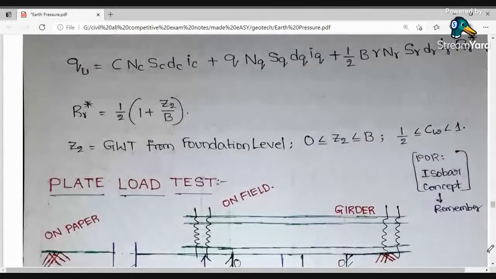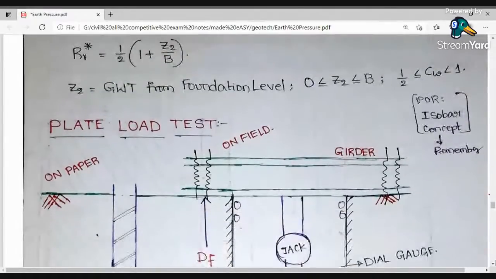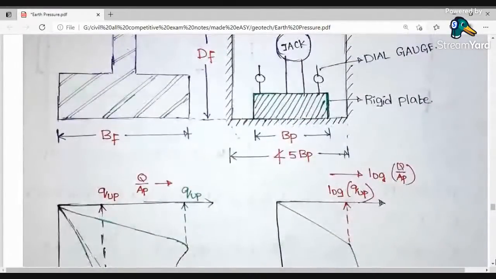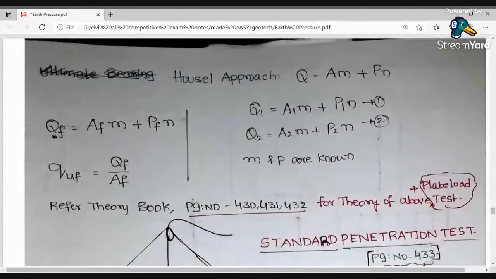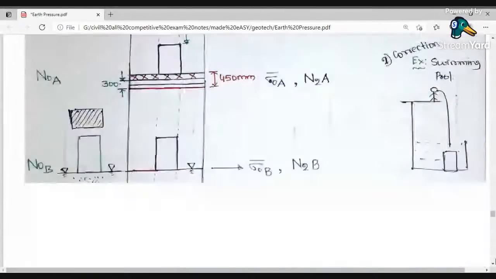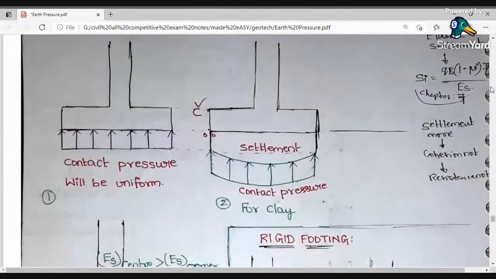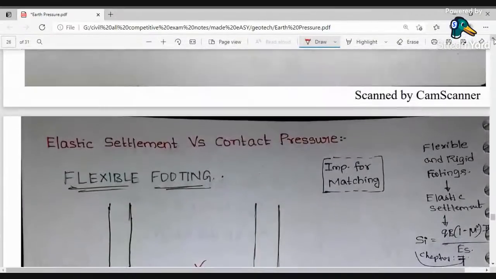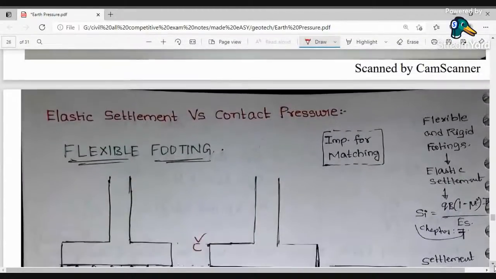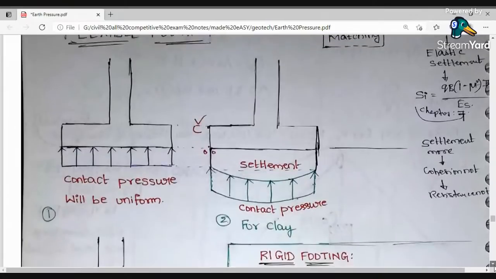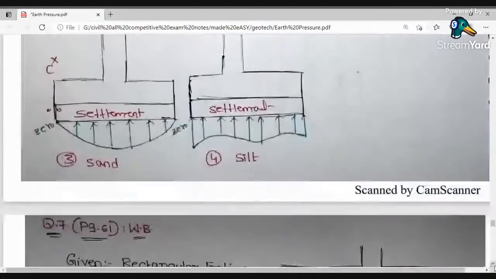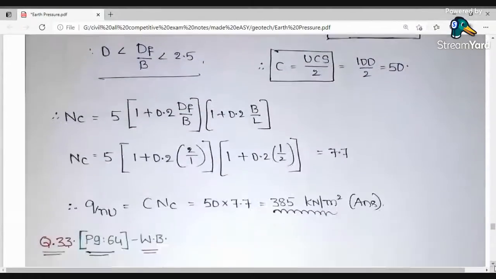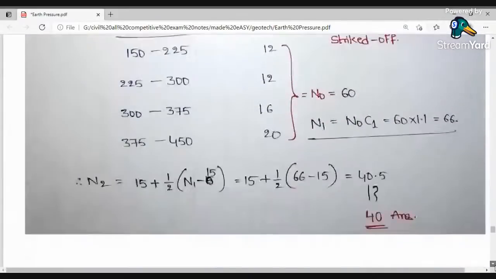Then another important topic for geotechnical engineering is the plate load test, and how the plate load tests are determined. Then we'll also determine what the elastic settlement and contact pressure are. This will also be discussed. Then we'll also go for the rectangular footing design.